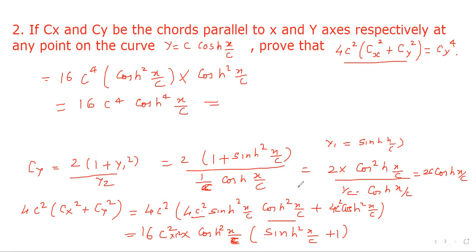And if you observe Cy, this is 2c cos hyperbolic x upon c. So this is (2c cos hyperbolic x upon c) power 4, which is equal to Cy power 4. Hence, our purpose is served.